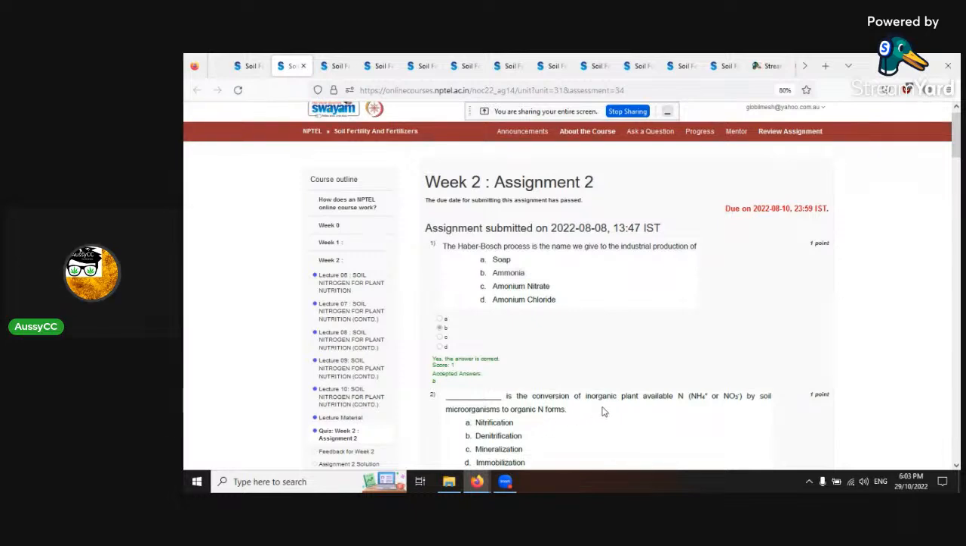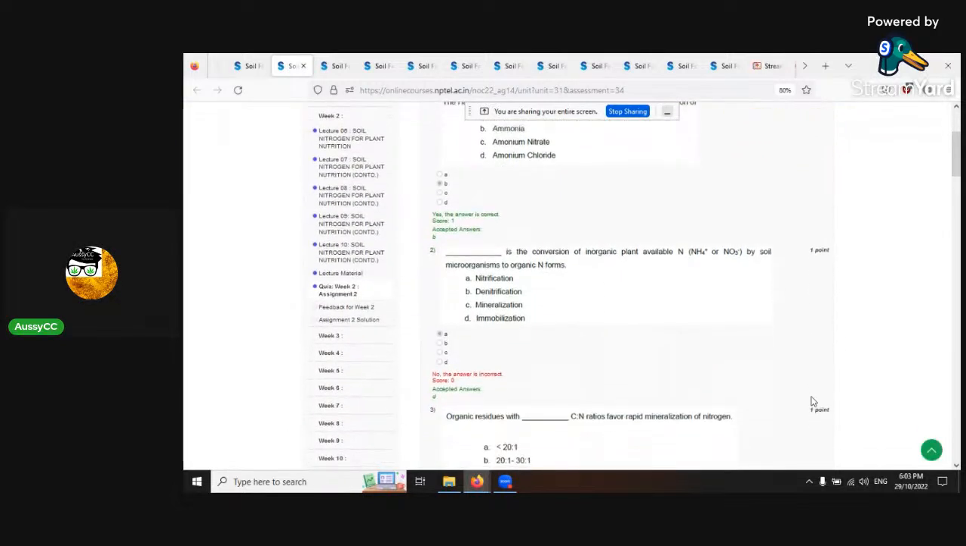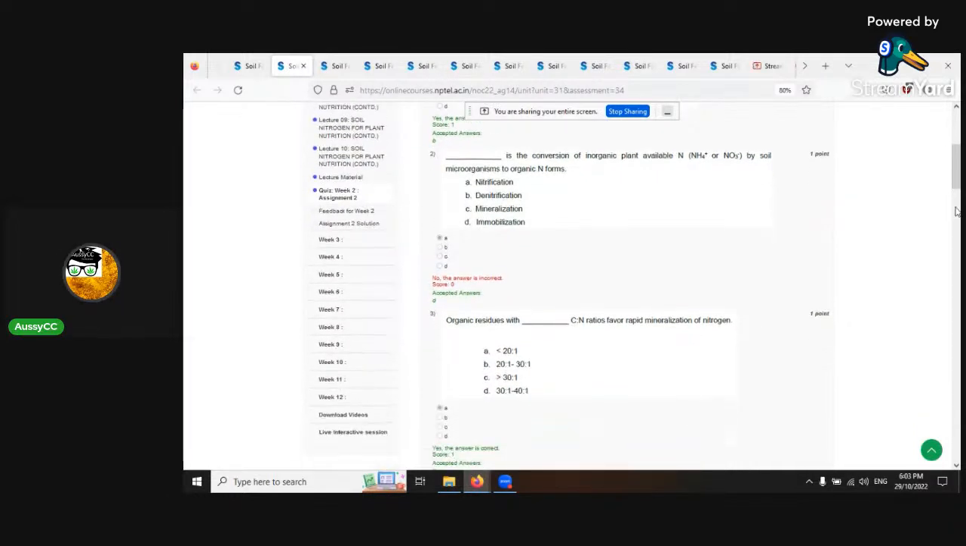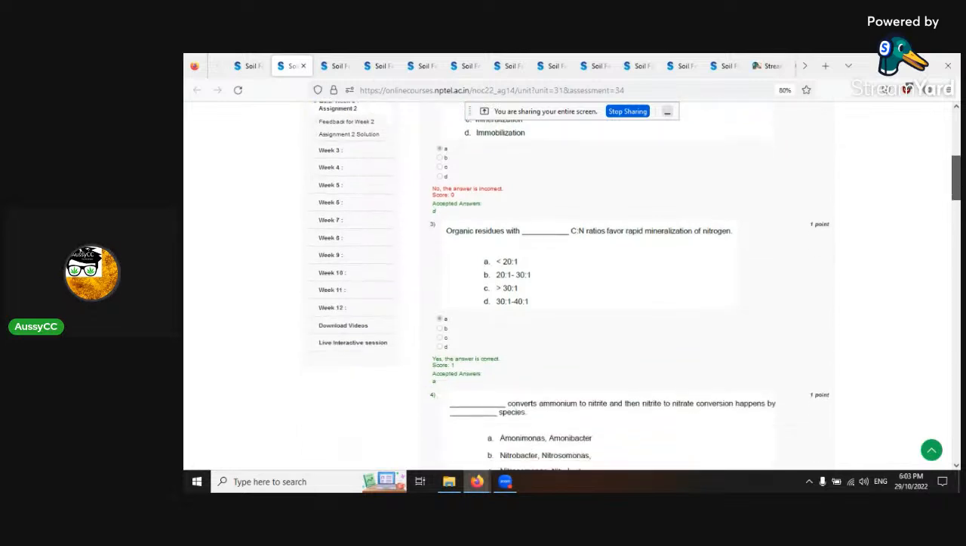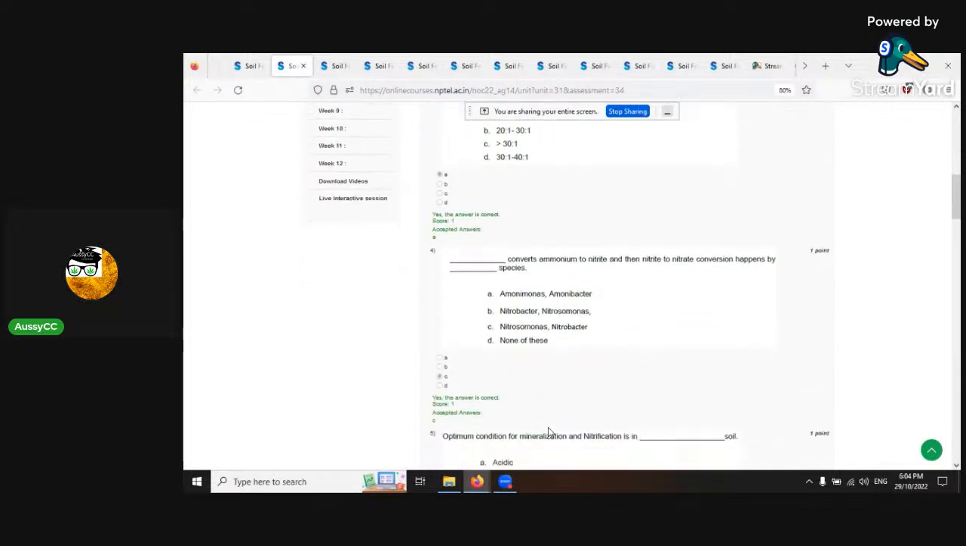Something is the conversion of inorganics to plant-unavailable forms. So you want to immobilize it. D. Organic residues with carbon-nitrogen ratios under 20 to 1 favour rapid biological breakdown. It happens too fast. Converts ammonium to nitrate: Nitrosomonas does that. Nitrosomonas, C.